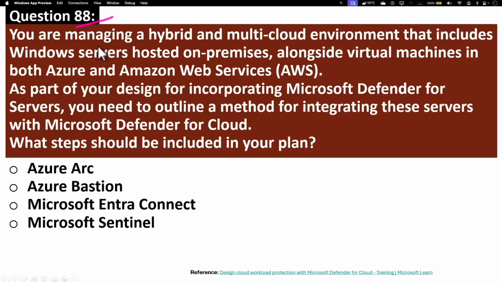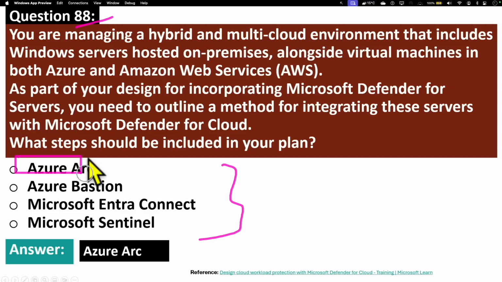Question number 88. You are managing a hybrid and multi-cloud environment that includes Windows Server hosted on premises alongside virtual machines in both Azure and AWS. As part of your design for incorporating Microsoft Defender for Servers, you need to outline a method for integrating these servers with Microsoft Defender for Cloud. What steps should you include in your plan? Let's look at the options available.